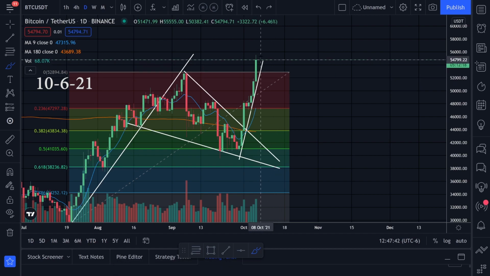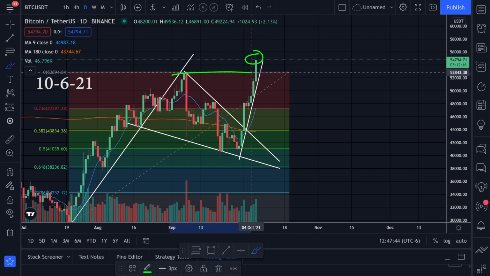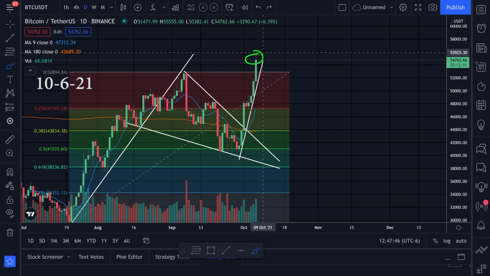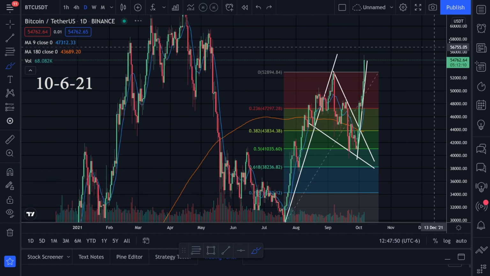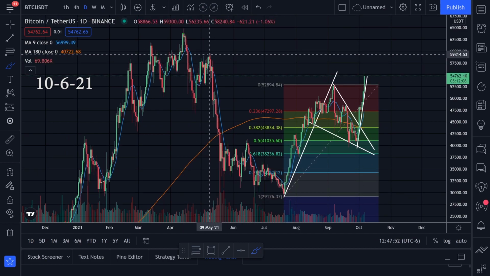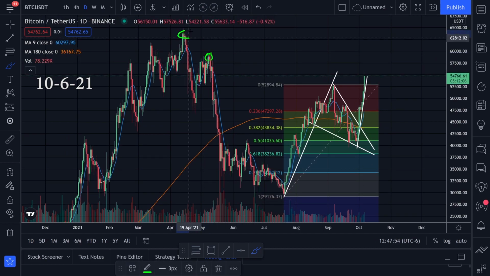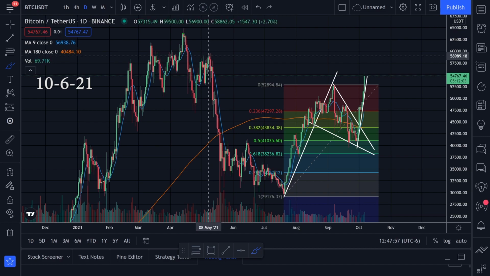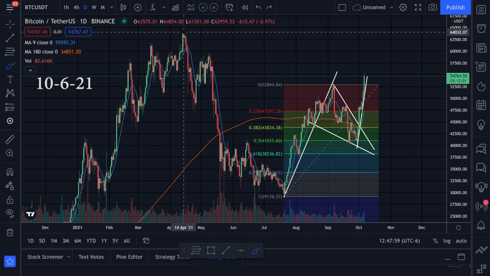So what I was saying in my last one is I want to see us break out of this Fibonacci and get a higher high. So we did that, and now what I'm looking at is targeting this previous resistances over here. So we have one right here and one right here. These are sitting at 59,000 and approximately 64,000.